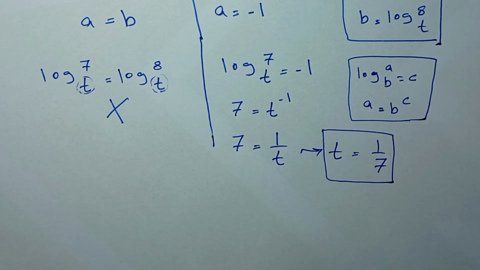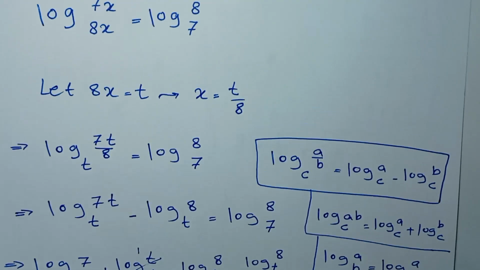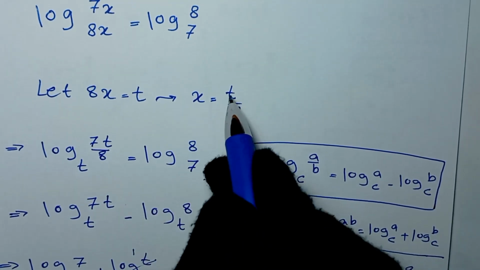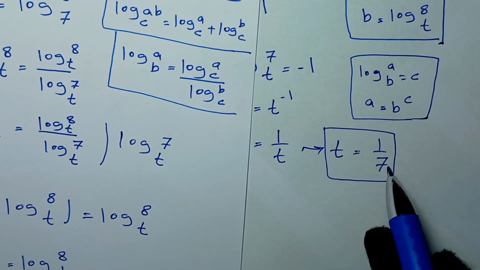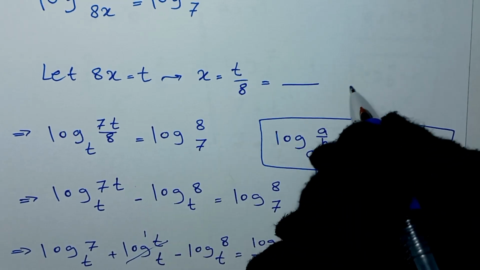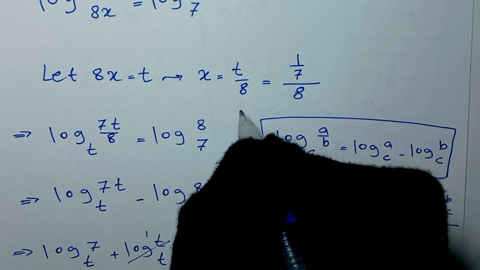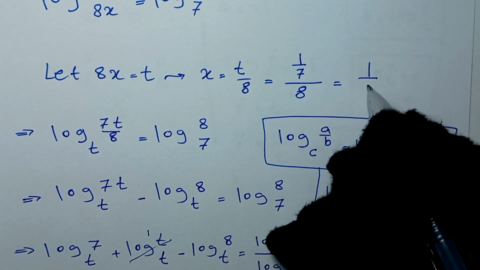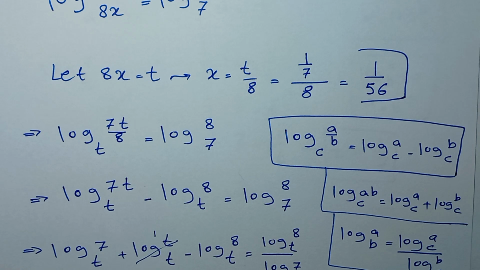And next step, we recall this: x is equal to t over 8, and t is 1 over 7. So in here, we write this as t is 1 over 7, so 1 over 7 over 8, and this is equal to 1 over 56, and this is our final answer.